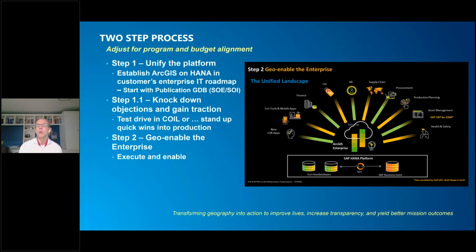Test drive in COIL. COIL is the co-innovation lab, an external place where we can sandbox some things, or even better, stand up in their own organization. And then once we've got that single situation, we work with the organization to deploy more and more in a geo-enabled fashion. And this, as we call it, the sunrise slide, is what that represents. It's really any of those points going out there.